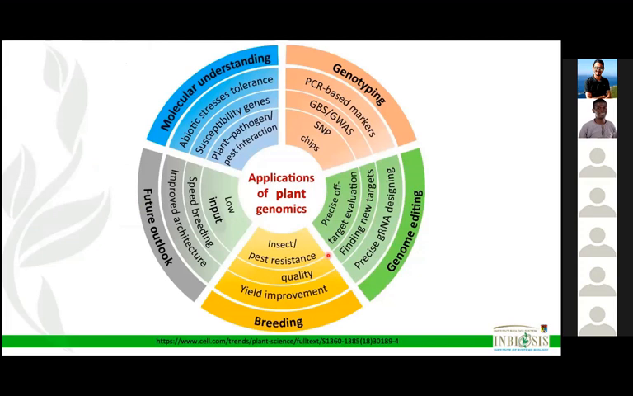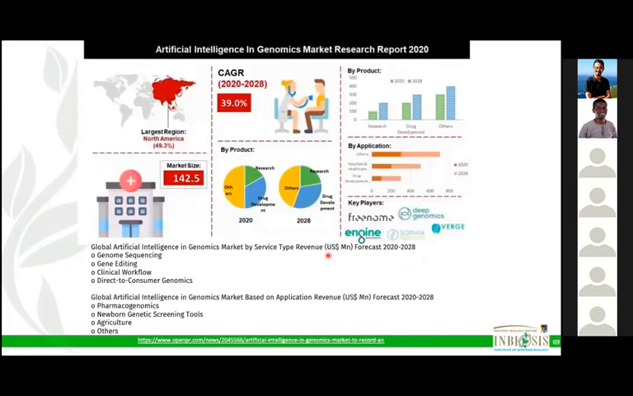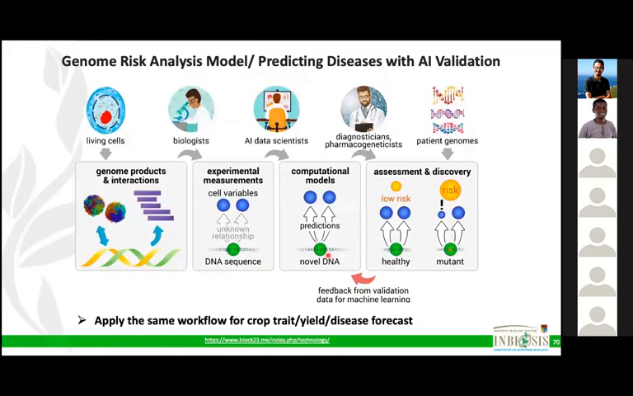This contributes to a better crop with low input of agrichemicals, so that we can have a better crop to feed the world. Okay, so for artificial intelligence or bioinformatics, there's a future for you if you are familiar with this. And predicting disease with AI validation, we can apply the same framework to crop trait, yield, or disease forecasting.